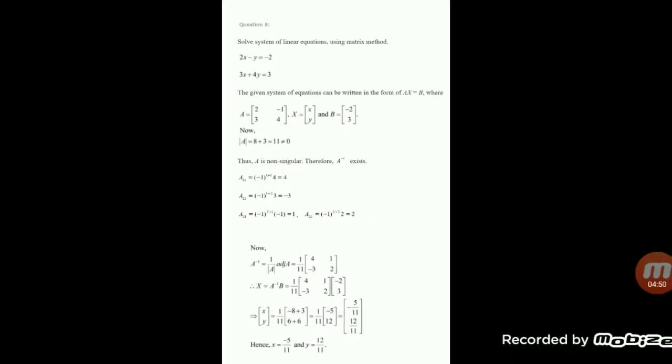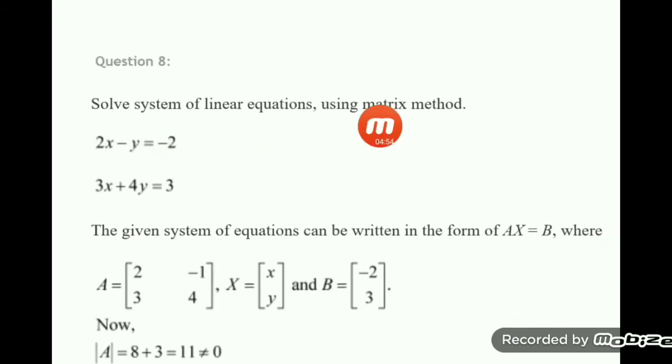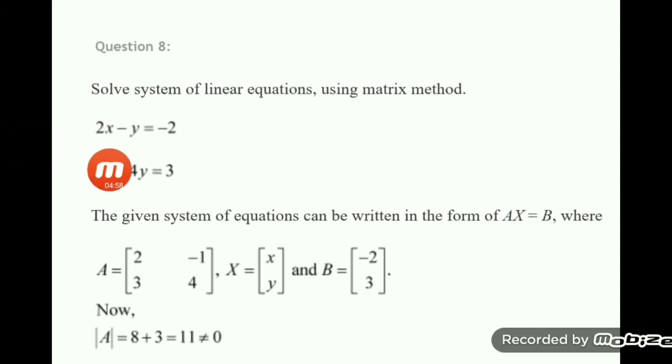So let us do one more question of this. Here you see, to solve the system of equations using the matrix method. Remember, this is called the matrix method. So the equations are given as 2x minus y is equal to minus 2, and 3x plus 4y equal to 3.